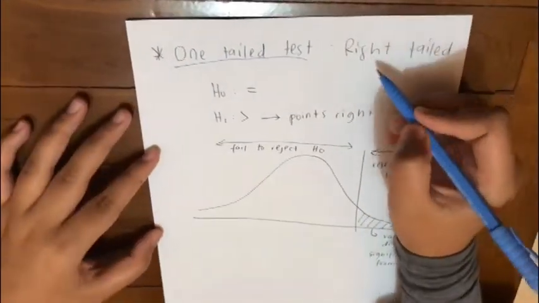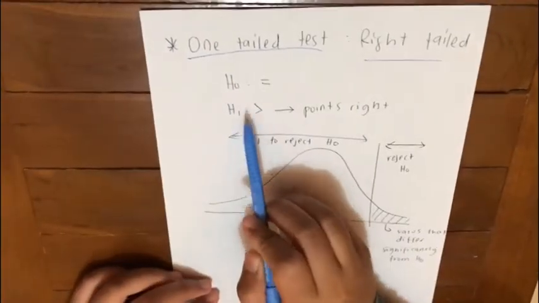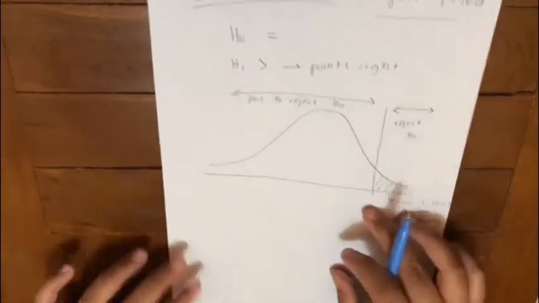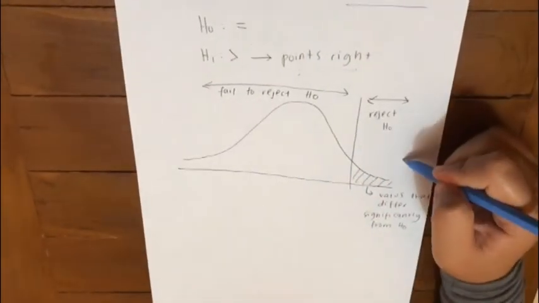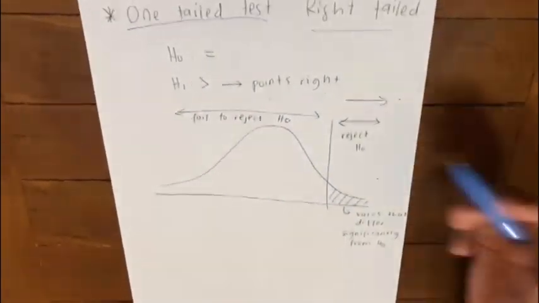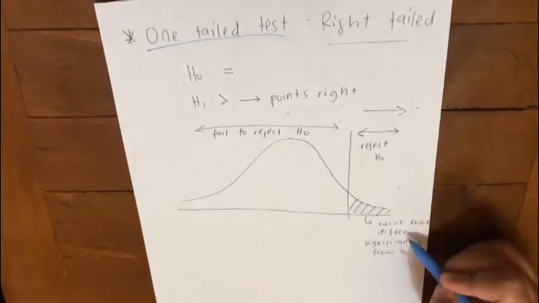There are 2 tests, which are the right-tailed test and the left-tailed test. Right-tailed happens if H0 is equal and H1 is greater than, so we need to point to the right. This is the graph. When H1 is larger than, we point to the right, and we either reject H0 here, or maybe we fail to reject H0 here. These are values that differ significantly from H0.